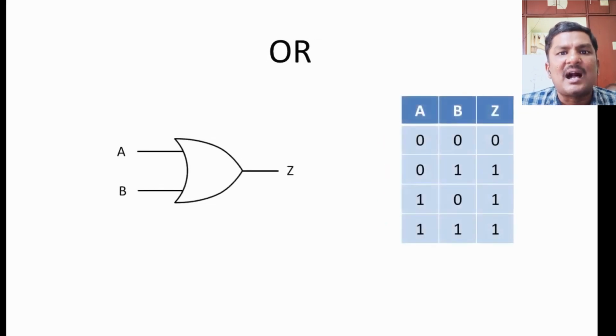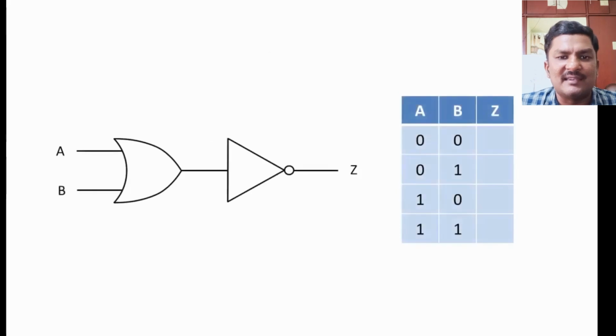Next, OR gate, the basic logic gate OR gate. A and B are inputs, Z is output. So when both A and B is 0, output is 0. In all other cases, output is 1.